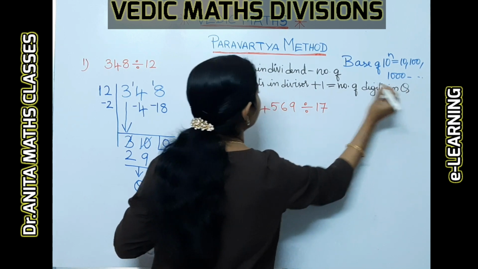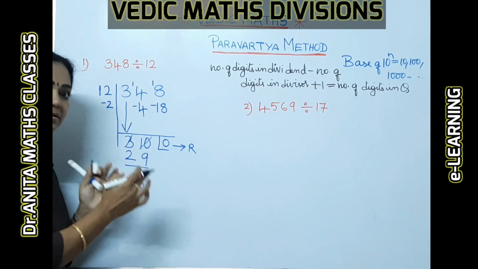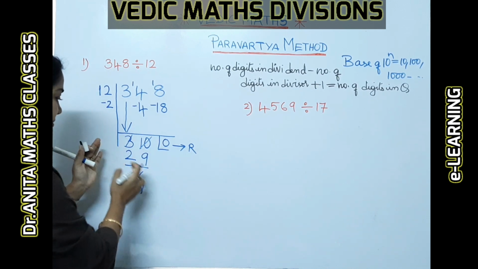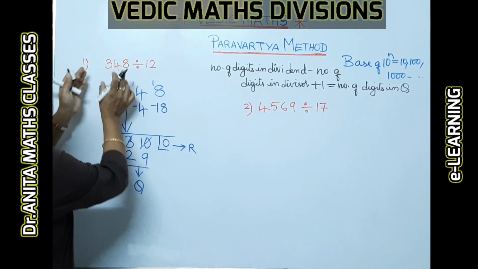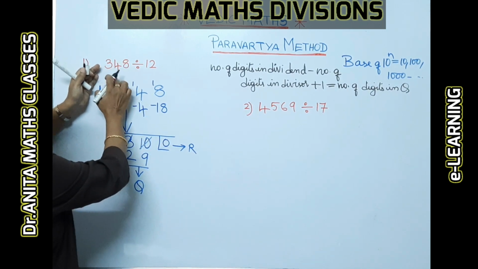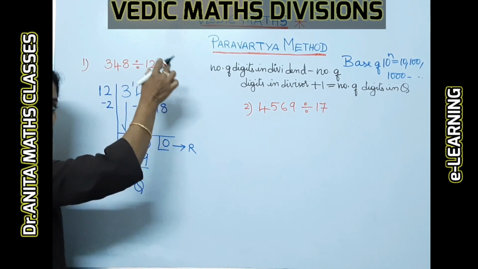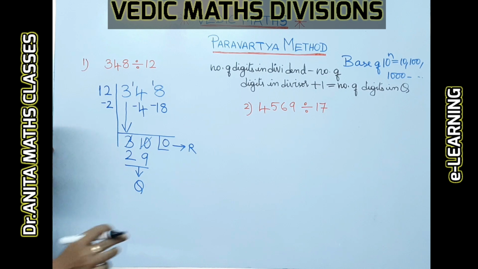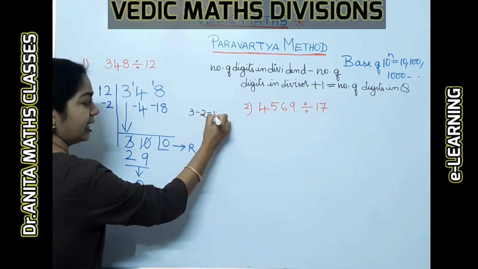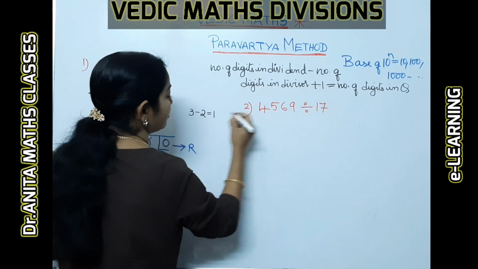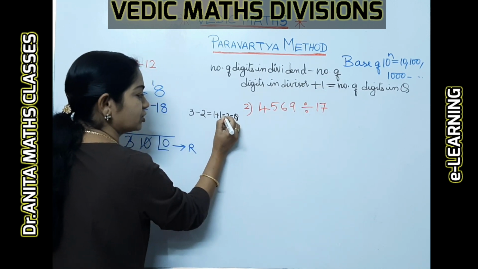So let us understand this. First, how many digits are there in the quotient? If I want to decide from this, here we got 290. Now the number of digits in the dividend is 3: 1, 2 and 3, and the number of digits in the divisor is 2. 3 minus 2 is 1, and for that one we have to add 1. So this gives the number of digits in the quotient.